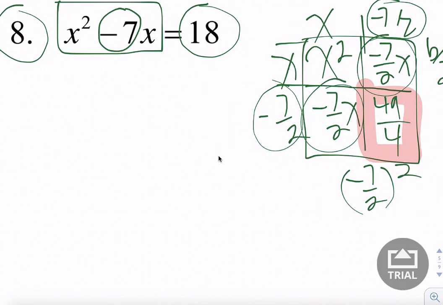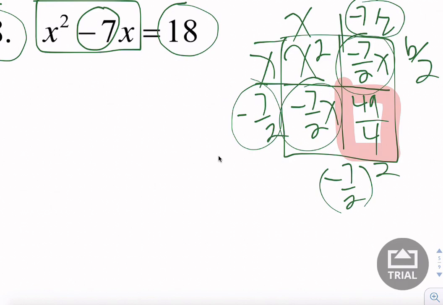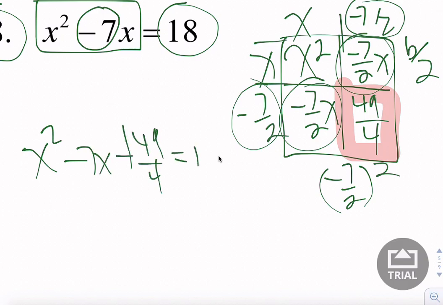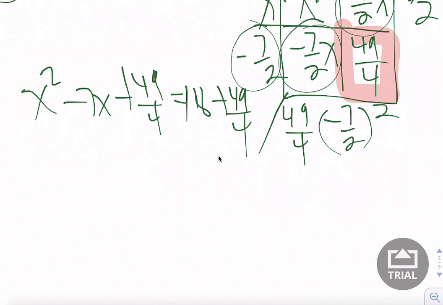Okay, so I have to add in 49 over 4. So in order to complete the square, I have to add 49 over 4, but you can't add it to just one side of the equation. You have to add it to both. So x squared minus 7x plus 49 over 4 equals 18 plus 49 over 4. And what we did is we added 49 over 4 to both sides.